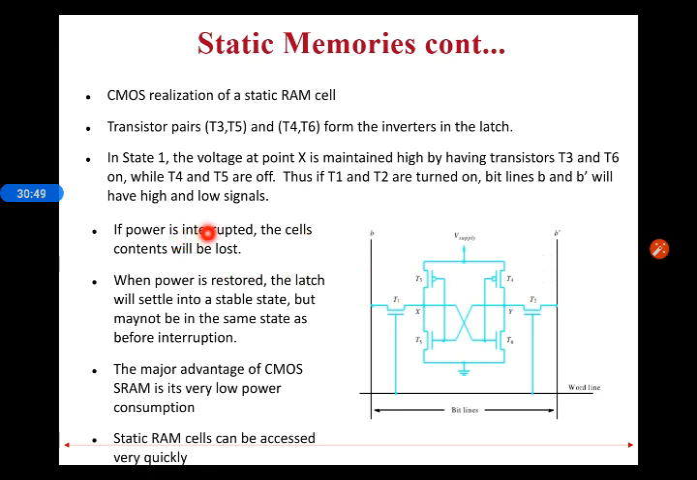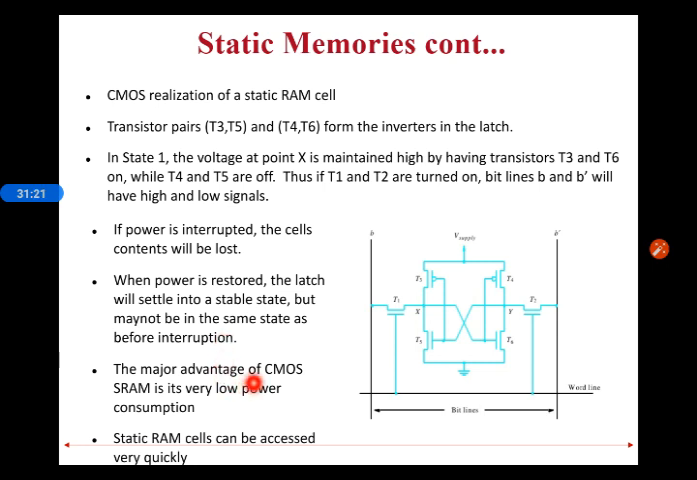If the power is interrupted, the cell contents will be lost. That is true, because these transistors cannot actually store the data. This is V supply; when this power is off, whatever values are in the cell, you will lose them. When power is restored, the latch will settle into a stable state, but it may not be in the same state as before. We cannot say it will be in the same state as before.